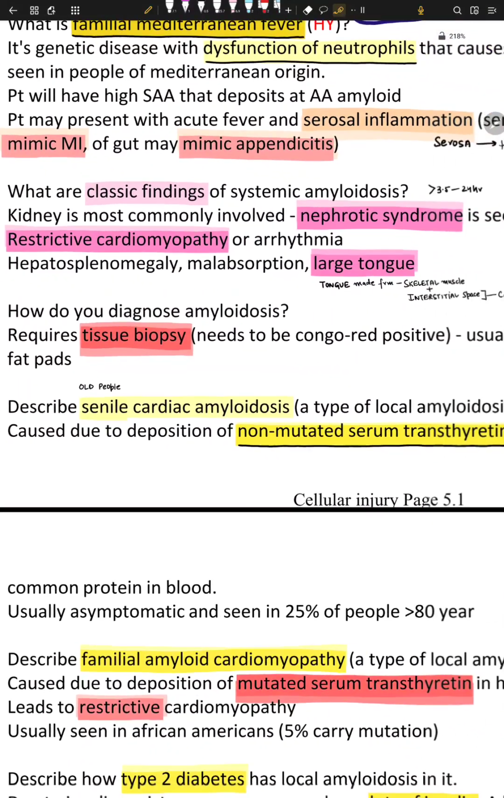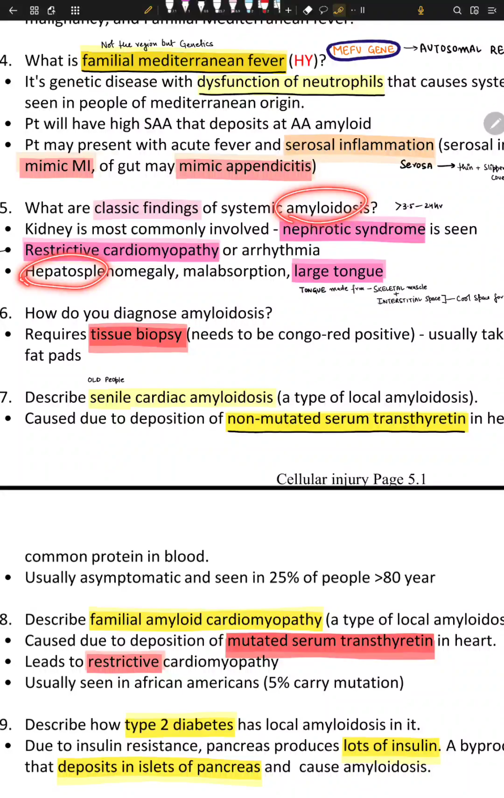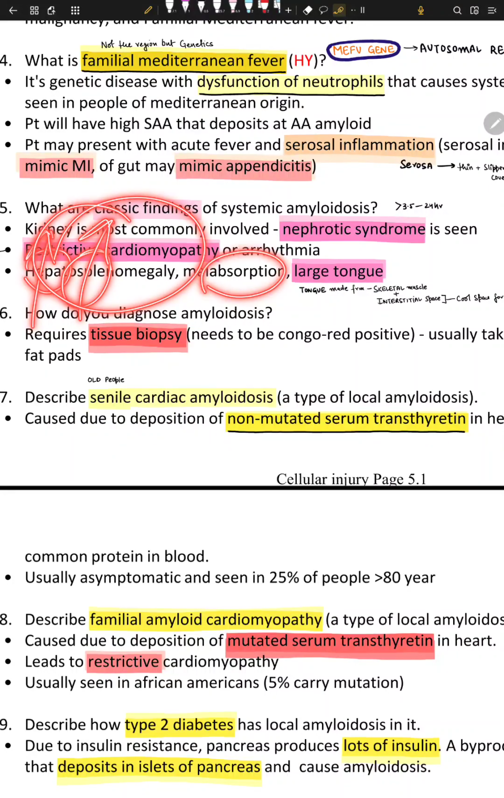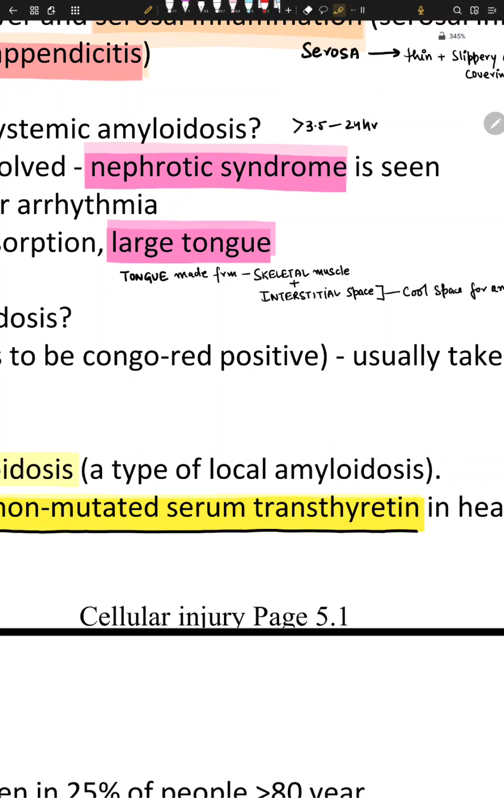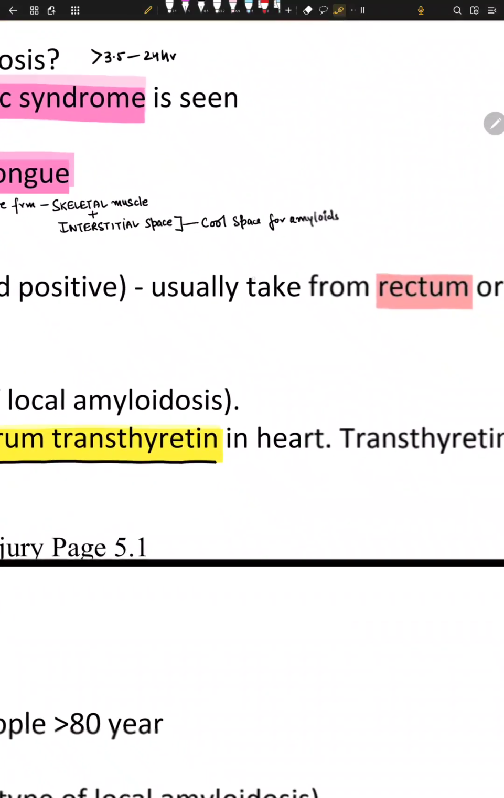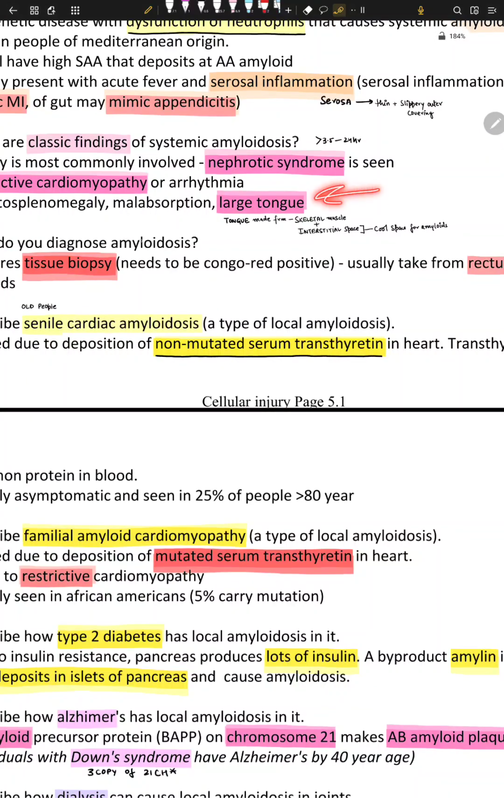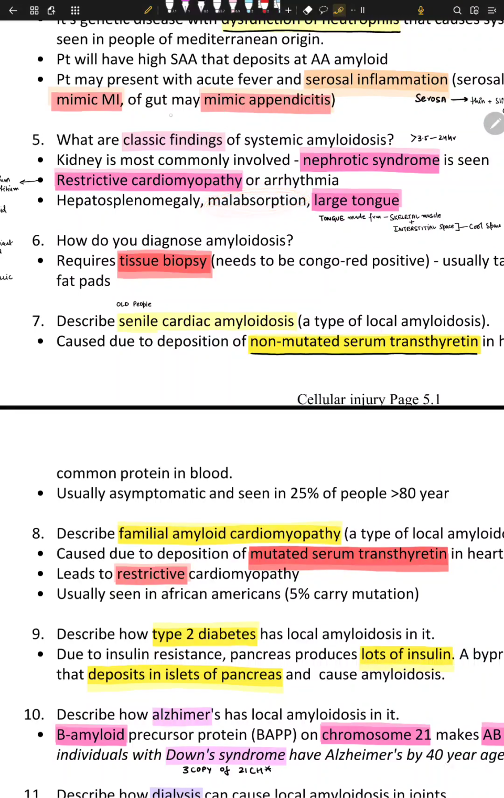Another way amyloid can mess things up: hepatosplenomegaly. Liver size increases, spleen size increases, and malabsorption also occurs. And then you have a large tongue. Why do you have a large tongue? Well, the tongue is made up of skeletal muscle plus a lot of interstitial space, and in this interstitial space you have a lot of amyloid deposits. So it's a cool place for amyloids. Malabsorption is because your gut is not able to absorb a lot of things.